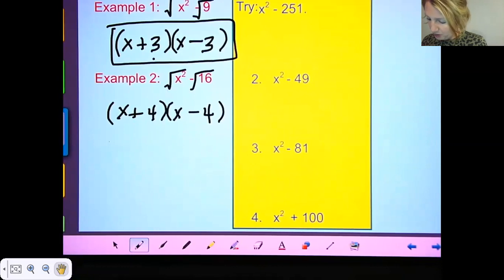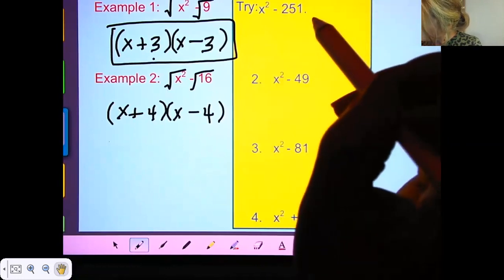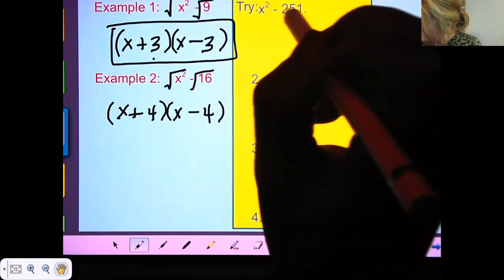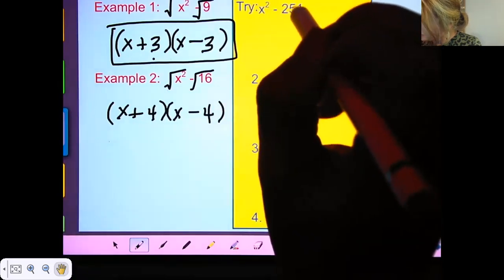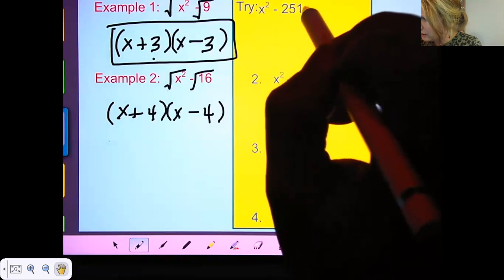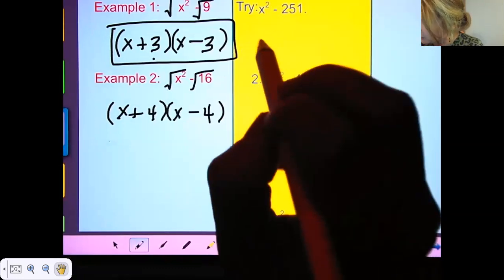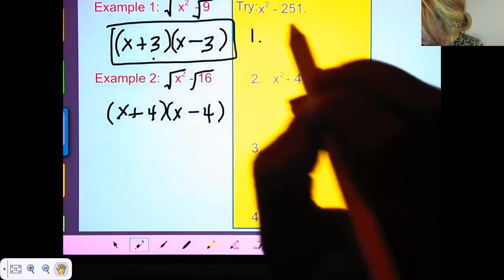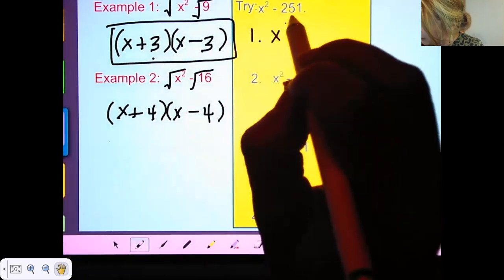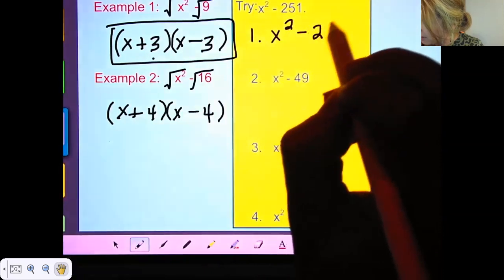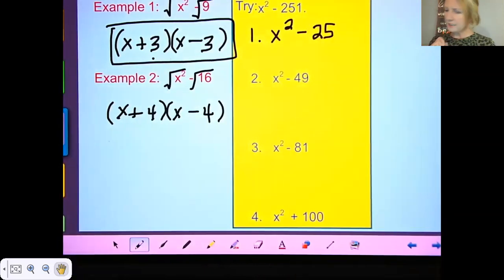Okay, we have a couple that you're going to try. If you look over on the right side, we're going to let you try a couple. Just ignore, I'm not sure where this 251 came from. I think that's supposed to be a 25 and there's a 1 there. Oh, it switched places. I'm sorry. Let me just write this on here correctly. So number 1 should be x squared minus 25. I was like, something has happened to my slides. So that's what number 1 should be.